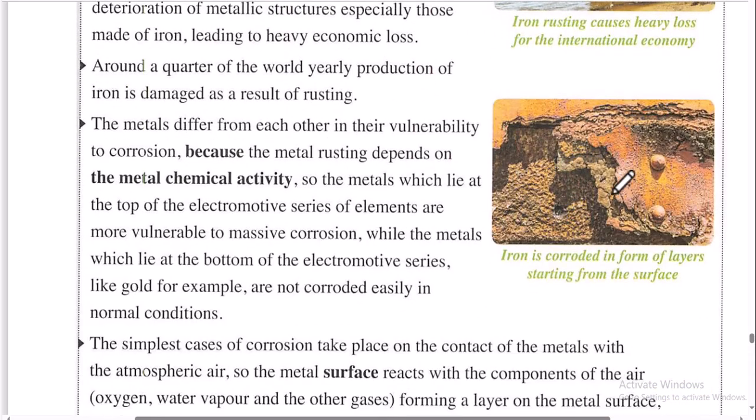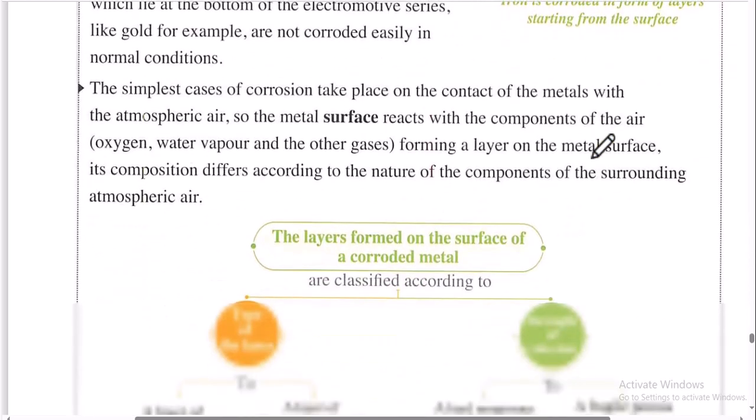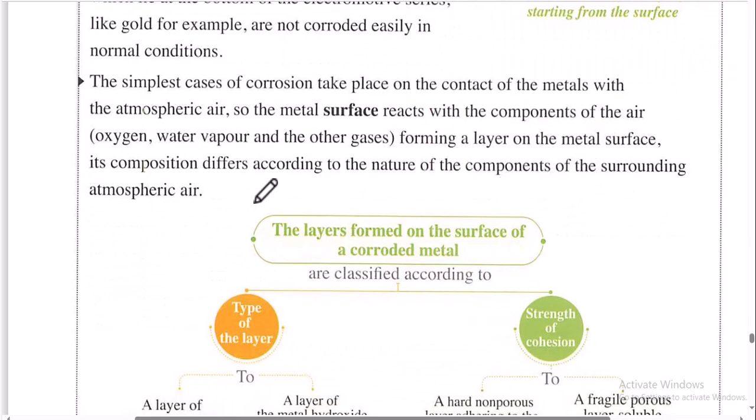Look here, there is iron, and on it a brown color. You see this brown color? This is ferric hydroxide, or iron(III) hydroxide. So there are types of layers.